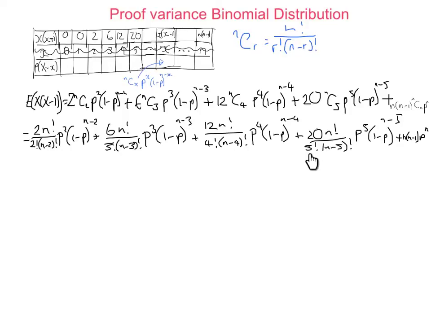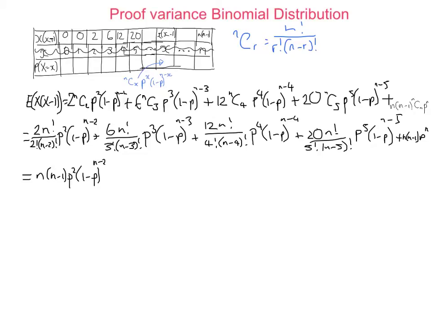The 5 times 4 will cancel the 20, leaving the 3 times 2 times 1. And so we can tidy it all up to look like this. On the top here, we'll have n minus 1. The n minus 2 factorial will have cancelled, and the 2 cancels the 2. p squared (1 minus p) to the n minus 2.